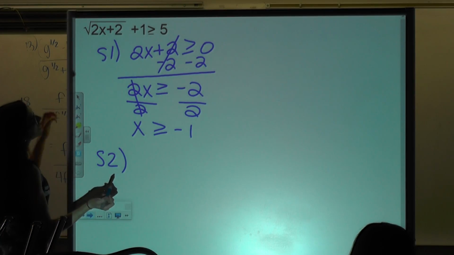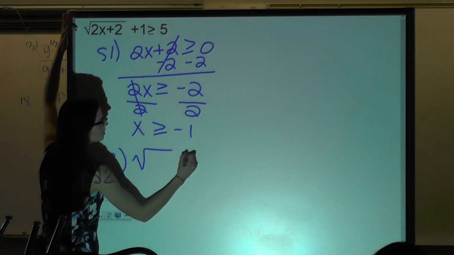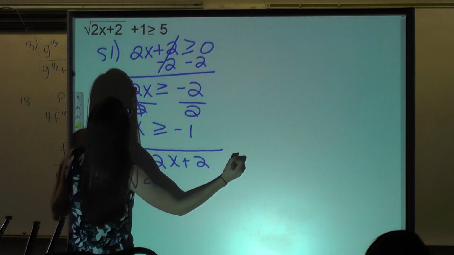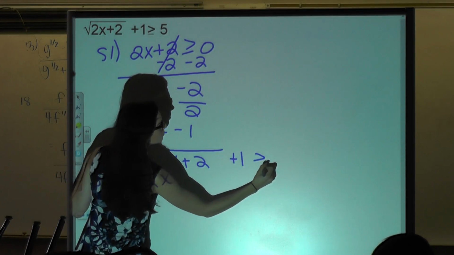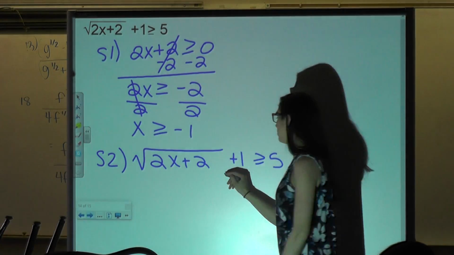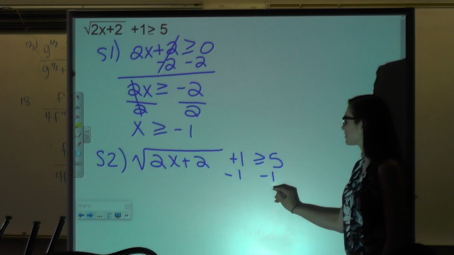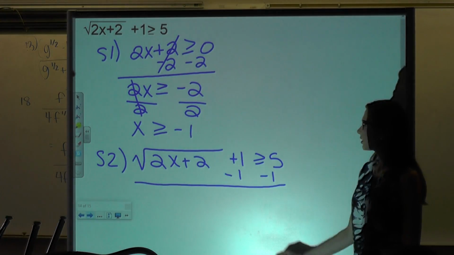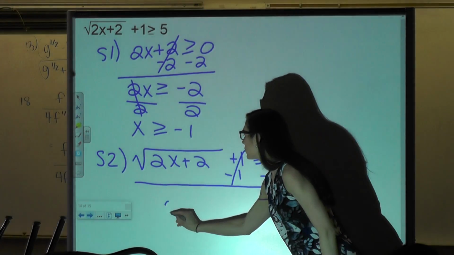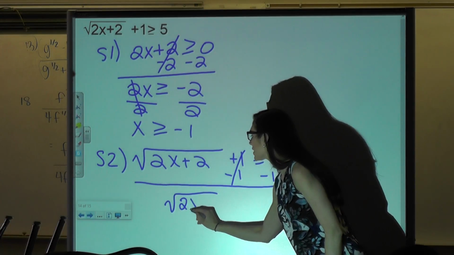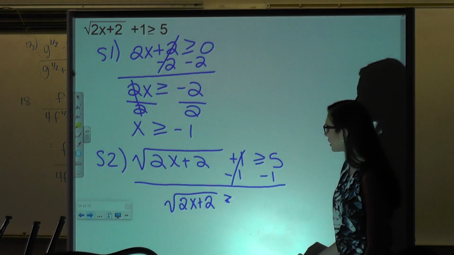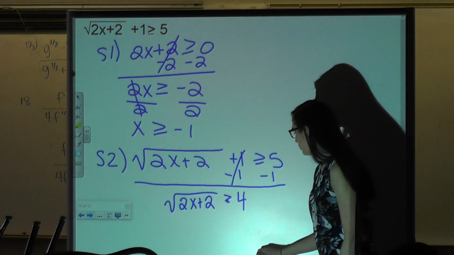Step 2 tells you to take this and solve it. So the first thing we'll do is get rid of this positive 1 by subtracting 1 from both sides. On the left, 1 minus 1 will cancel out, leaving you with the square root of 2x plus 2 is greater than or equal to 4.